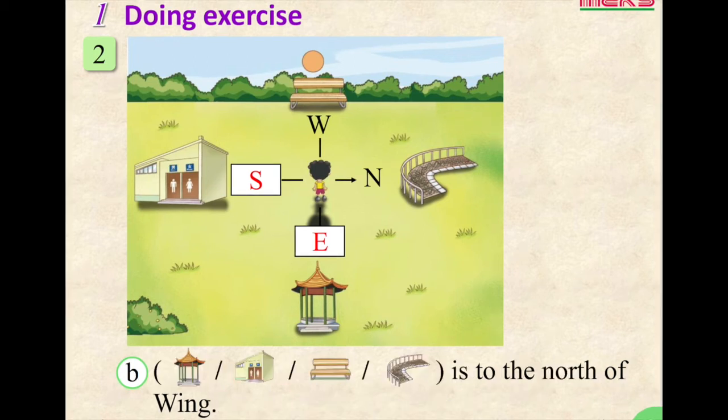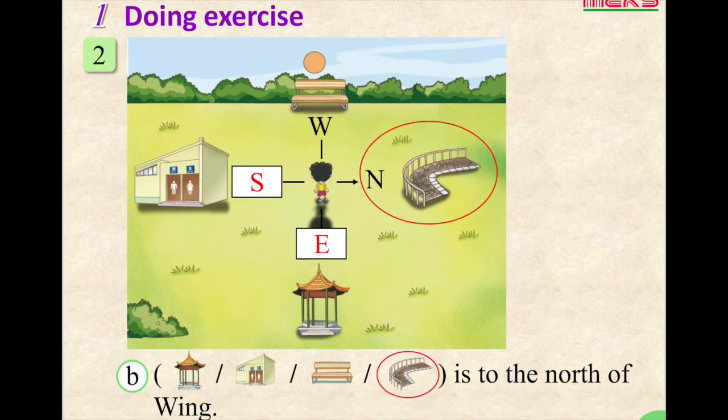So now we are looking at question B. It says, which object is to the north of Wayne. So easy. We just need to look at where the north is, writing down. The north is pointing to which object? That is the object to the north of Wayne. Easy job. Only one object is at the north of Wayne. That is the pebble path.